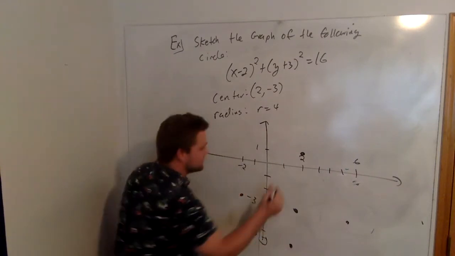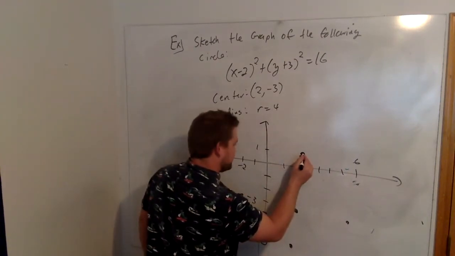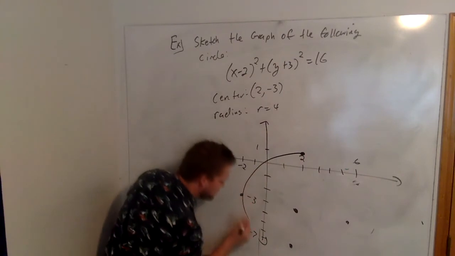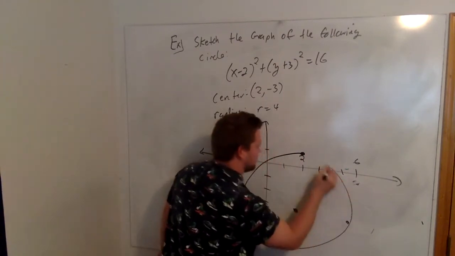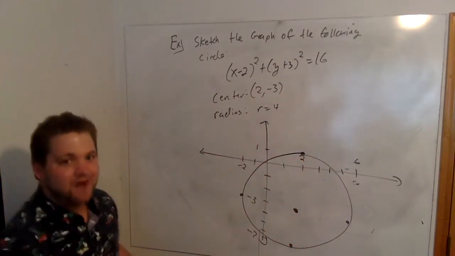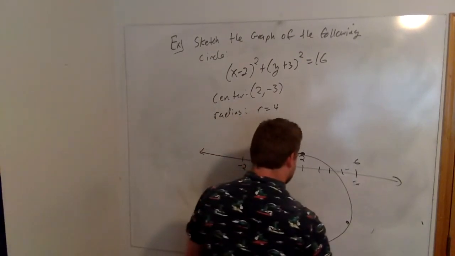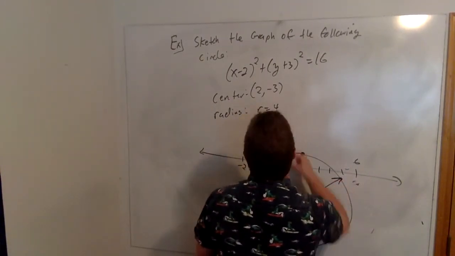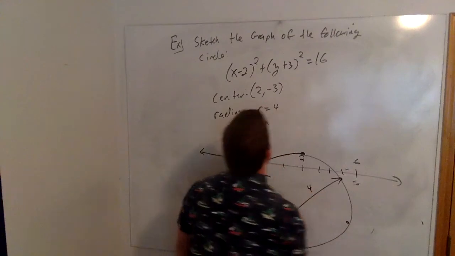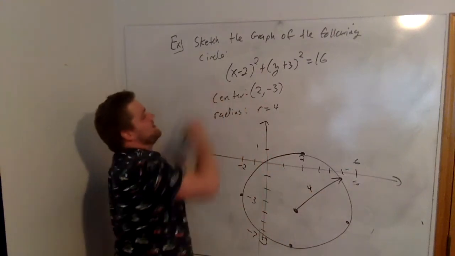While this is not perfect, here we have a picture of that circle. Obviously it's hand drawn and not perfect, but here's a graph of this circle.